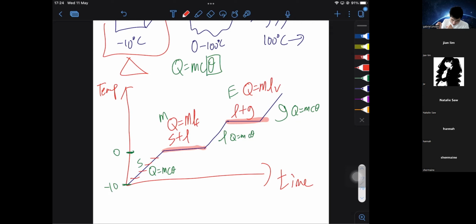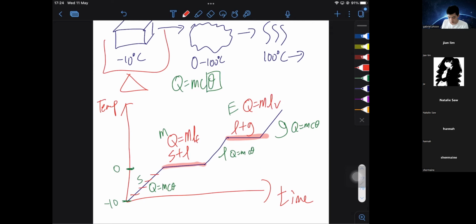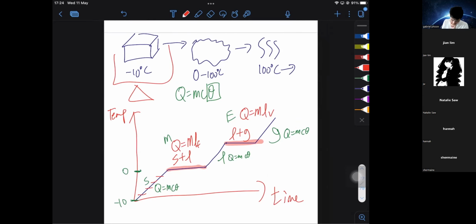Okay. Anyone's got any questions from this part here? Anyone confused or want me to repeat any specific thing that I've mentioned so far?